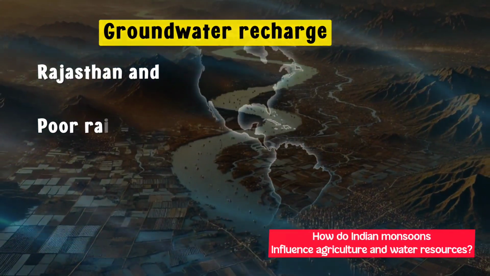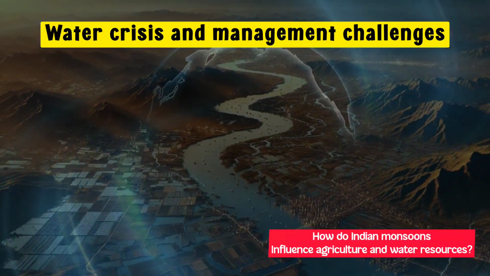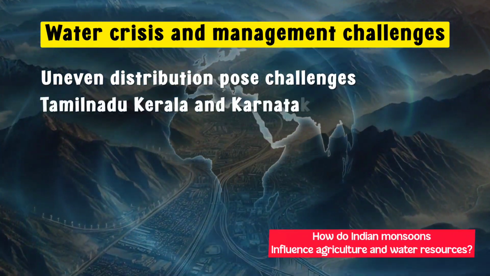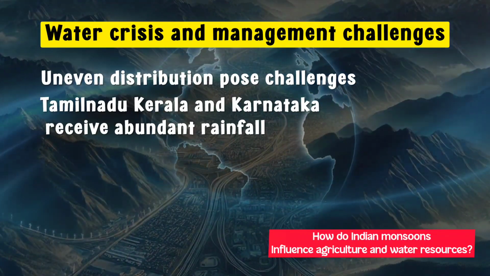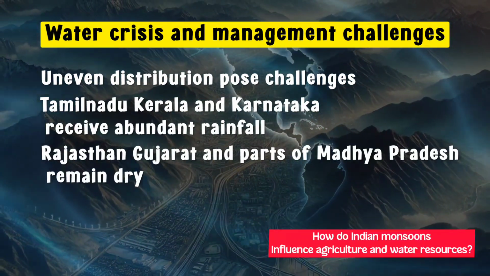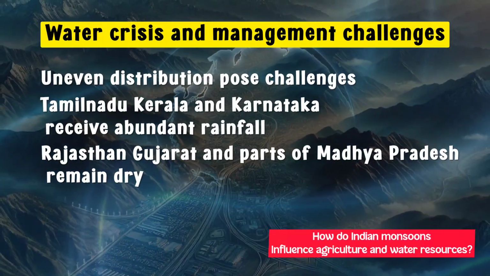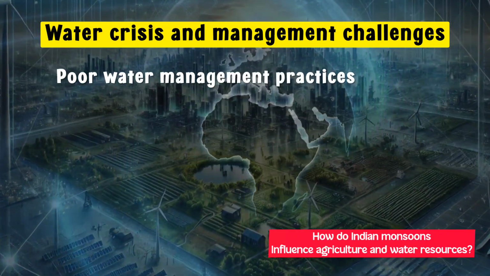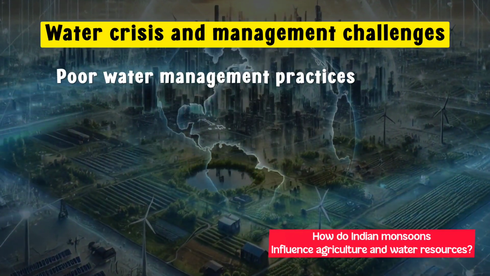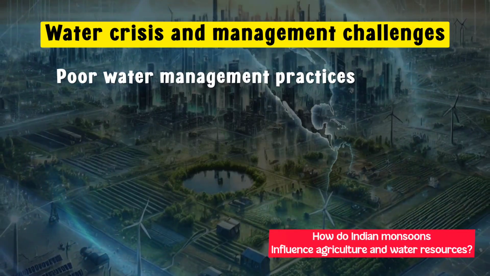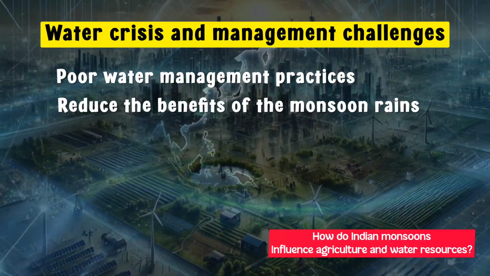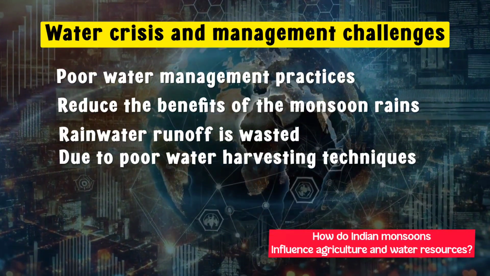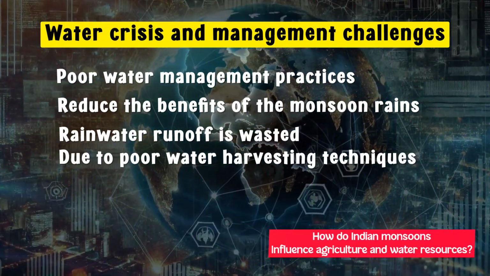While the monsoon is essential for replenishing water resources, its uneven distribution across the country poses significant challenges. States like Tamil Nadu, Kerala, and Karnataka receive abundant rainfall during the monsoon, while Rajasthan, Gujarat, and parts of Madhya Pradesh remain dry. This disparity creates significant regional disparities in water availability. Moreover, poor water management practices such as inadequate storage capacity, excessive extraction, and pollution of water resources can reduce the benefits of the monsoon rains. In some parts of India, rainwater runoff is wasted due to a lack of proper harvesting techniques, which exacerbates water scarcity issues in the dry seasons.